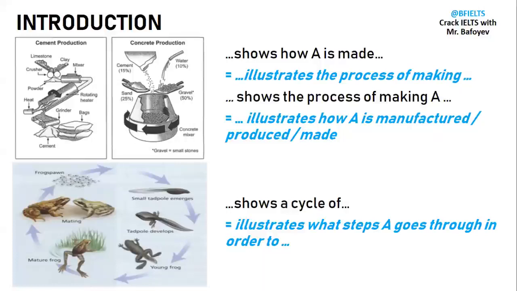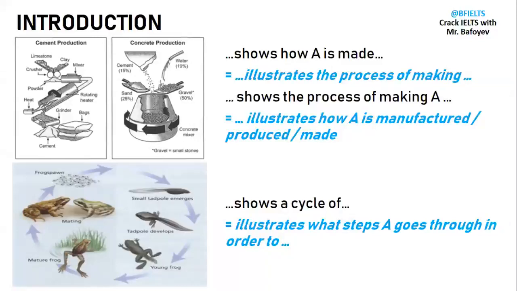If the question says shows the process of making A, you can paraphrase it by stating illustrates how A is manufactured, or instead of how, what can you use? Procedure. Can we use it or not? Illustrates the procedure A is manufactured. No. But instead of process, maybe procedure is possible. Illustrates the procedure of making, maybe possible. But instead of how, we can use the way, right? Illustrates the way A is manufactured.